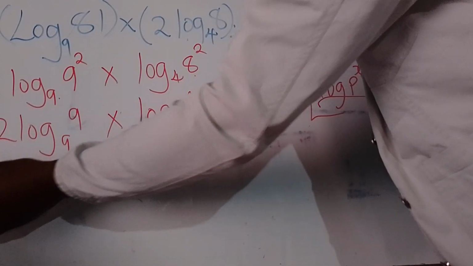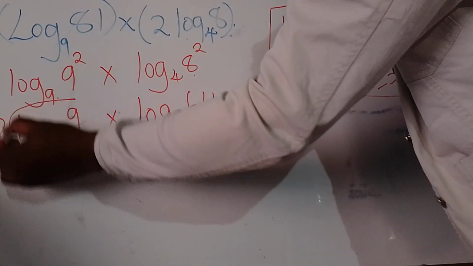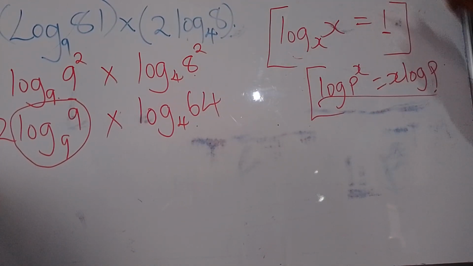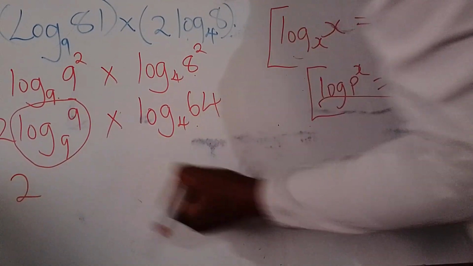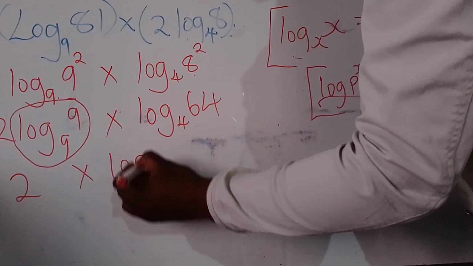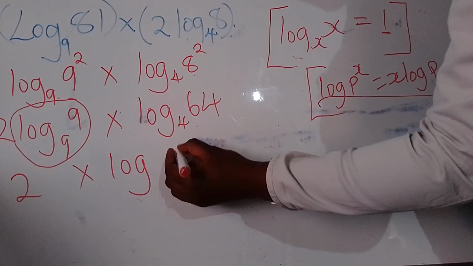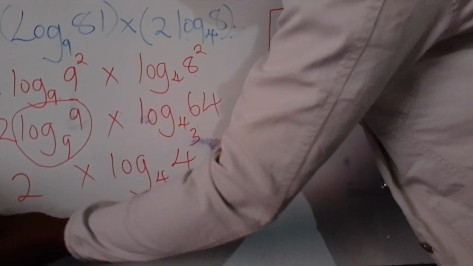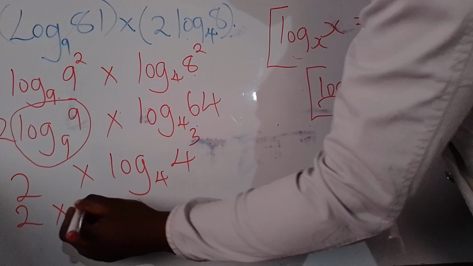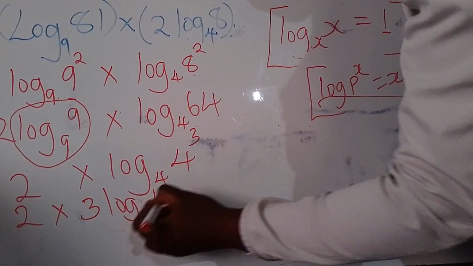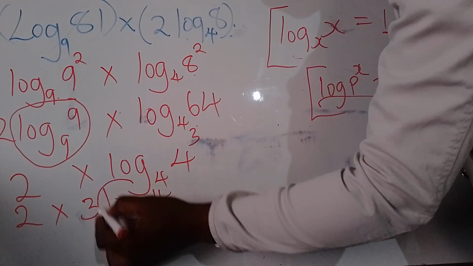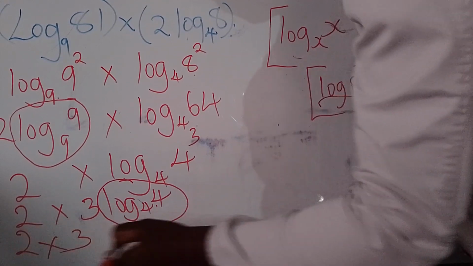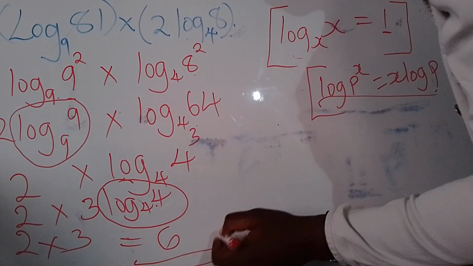This becomes the logarithm of 9 to base 9 is 1, applying this principle. So we are going to have 2 times the logarithm of 64, which is just the same as 4 to the power 3. So applying this, we have 2 times 3 log 4 to base 4. This becomes 1. So we have 2 times 3, which is equal to 6.